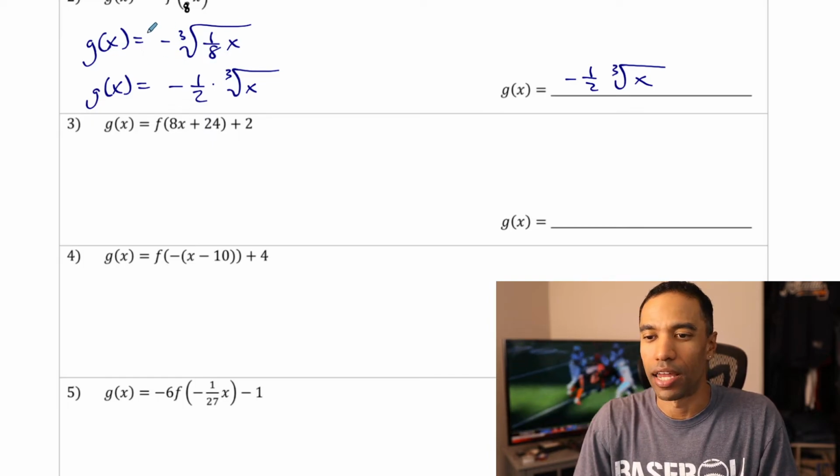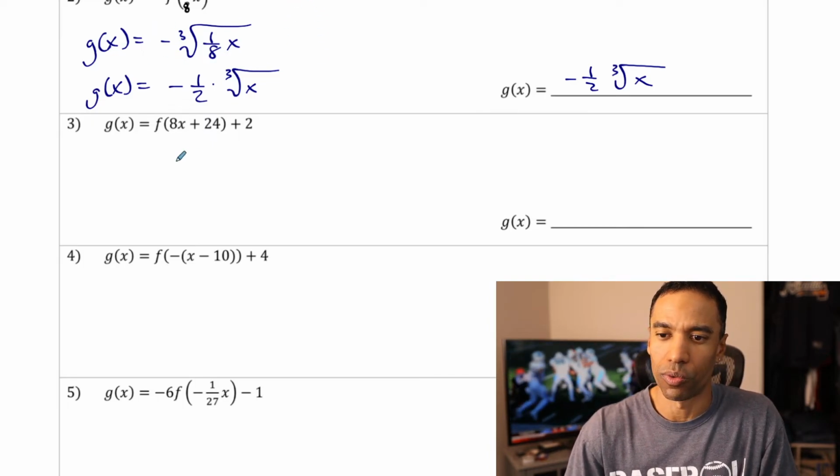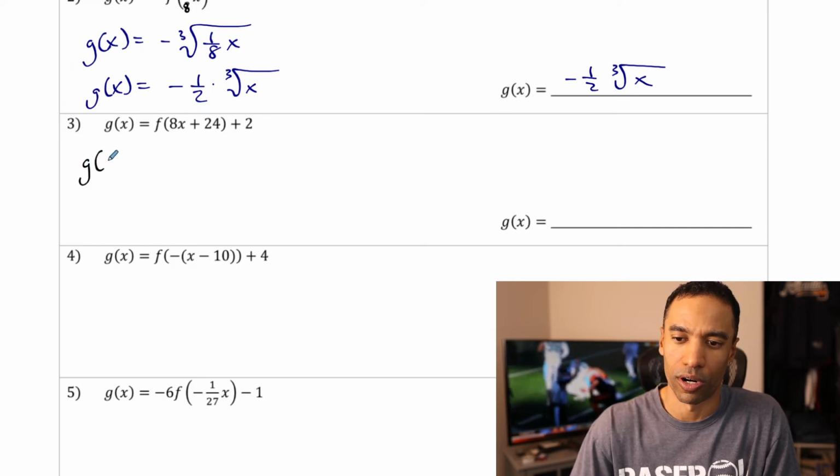All right, number 3 right here. g of x equals f of 8x plus 24.